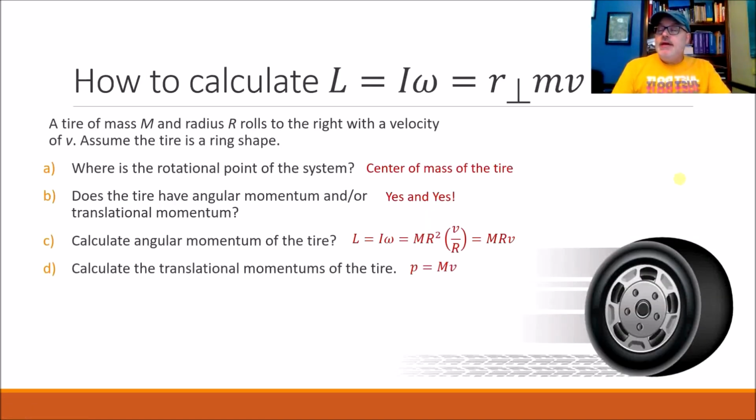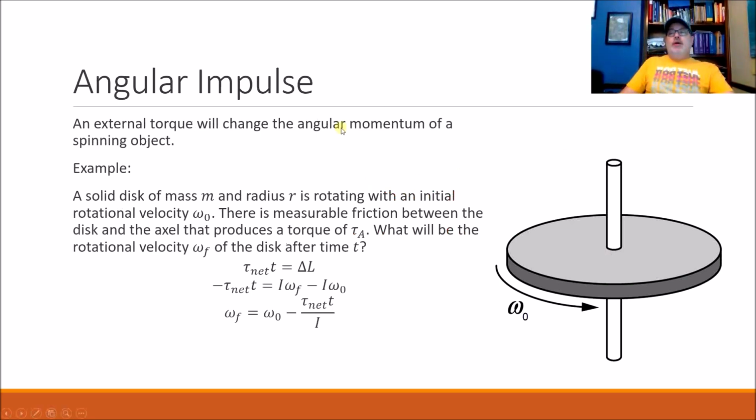Now that we have an idea of how to calculate the angular momentum, let's see how we can change the angular momentum. Changing the angular momentum requires an angular impulse. Now remember from translational momentum that an impulse changes the momentum of the system. Well, the same is true here, except it's an angular impulse changing the angular momentum. So here's an example. We have this solid disk, it has a mass m, it has a radius r, it's spinning with an omega naught. There's some friction here on the axle between this disk and the axle, and it provides a torque. And they want to know what the final rotational velocity will be after a period of time.